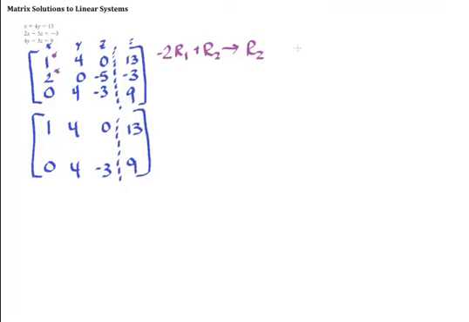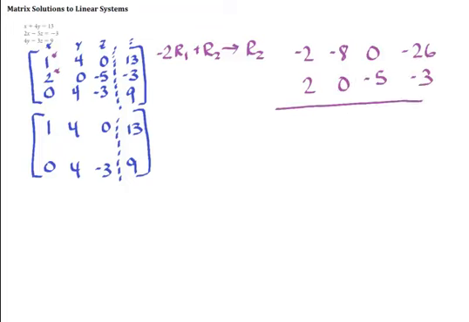All right, and I'm going to plop row 2 in there as soon as I get that done. -2 times row 1, that's -2, -8, 0, -26. Add it to row 2, that's 2, 0, -5, and -3. All right, let's see what we get. 0, -8, -5, and -29. Okay, doesn't look very pretty to me. Got some weird numbers in there, doesn't it?